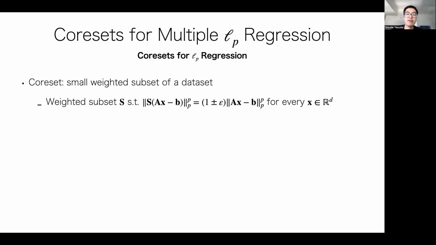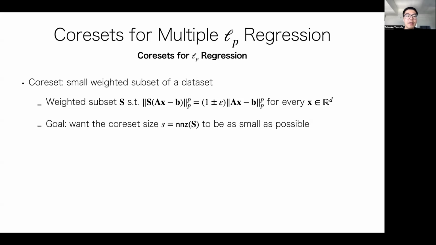Now, specifically for the case of LP regression, we want this weighted subset such that the weighted LP regression cost on the subset approximates the original LP regression cost up to a factor of 1 plus epsilon for some small constant epsilon. And this should be true simultaneously for every d-dimensional vector x. So basically, we just want to approximate this original objective function for every domain value using just the subset. Furthermore, we want this subset to be as small as possible so that we get a good compression.